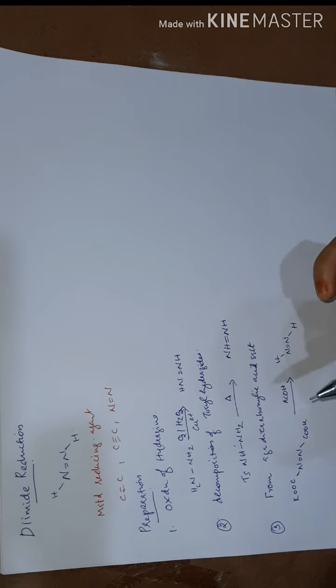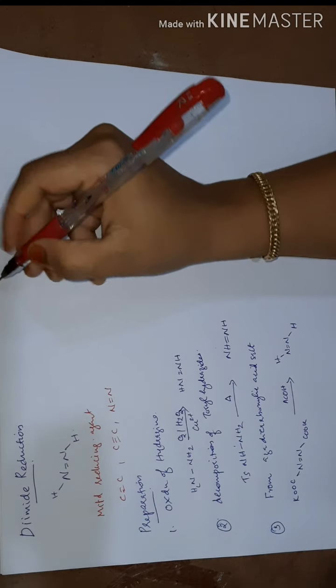First one is the oxidation of hydrazine, second one is decomposition of tosyl hydroxides, and the third method is from aza dicarboxylic acid salt. These are the three important methods for the preparation of diimides. And then moving to the reactions of these diimides.